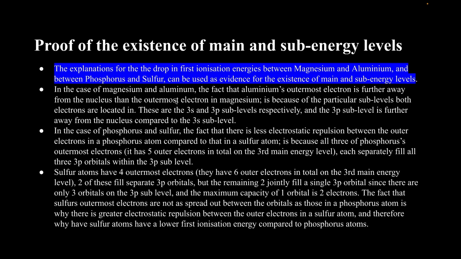In the case of magnesium and aluminium, the fact that aluminium's outermost electron is further away from the nucleus than the outermost electron in magnesium is because of the particular sublevels both electrons are located in, and these are the 3s and 3p sublevels respectively. Magnesium's outermost electron is in the 3s sublevel and aluminium's outermost electron is in the 3p sublevel. The 3p sublevel is further away from the nucleus compared to the 3s sublevel.